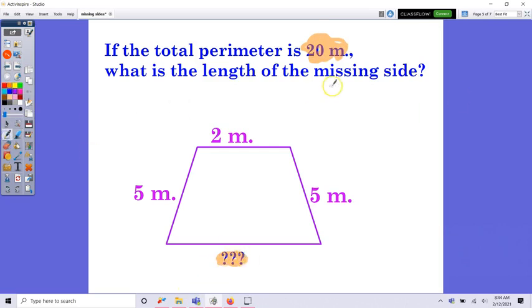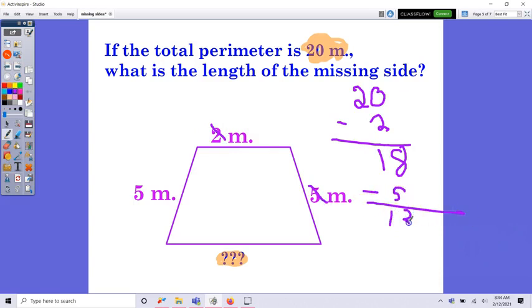I am going to use repeated subtraction to find the length of the missing side. I'm going to start with my perimeter of 20, and I'm going to subtract 2, and I'm going to cross it off. If I take 20 minus 2, I would get 18. Then I'm going to subtract 5 and get 13. Then I'm going to subtract another 5, and I'm going to get 8. So the length of my missing side is going to be 8 meters.